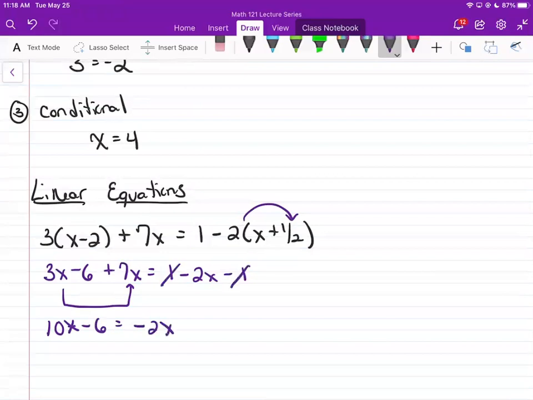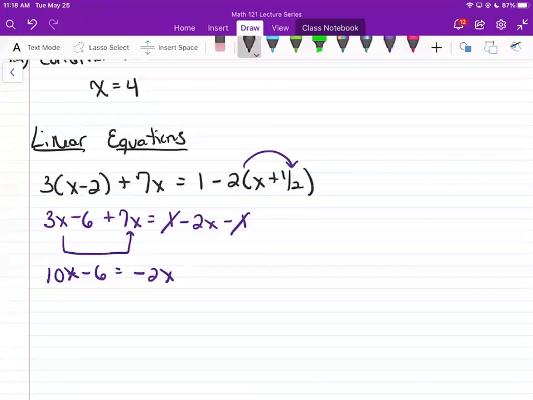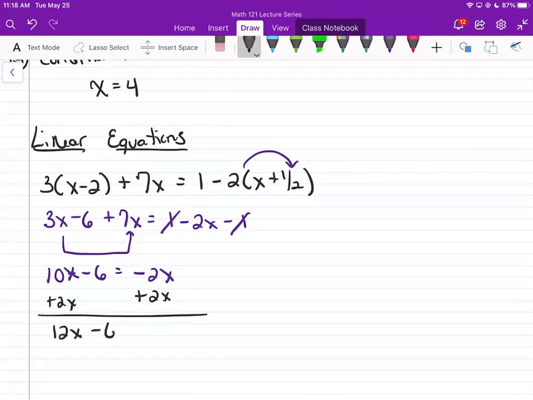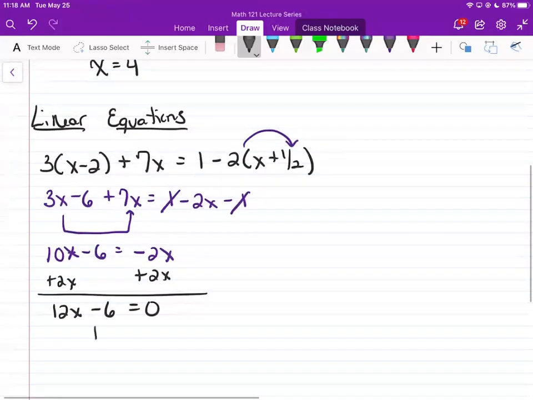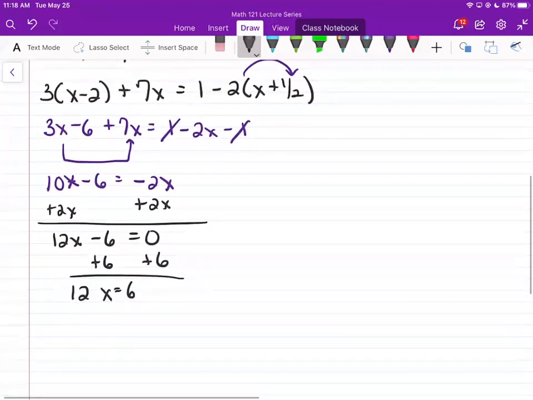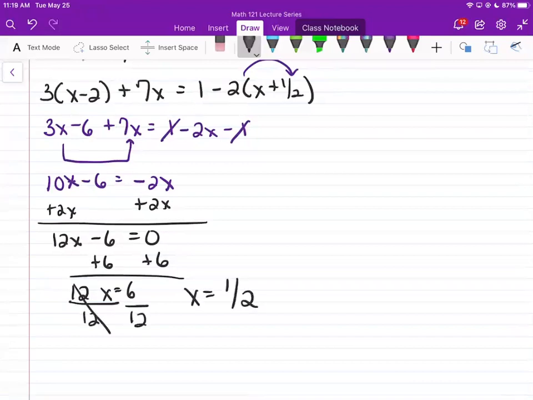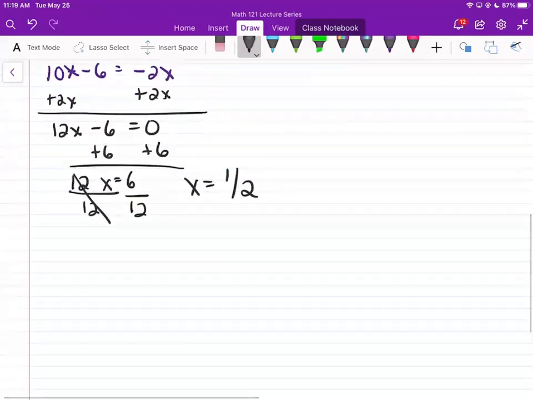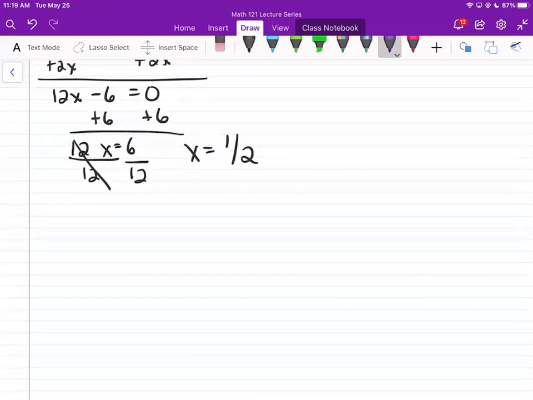And now I want to get all of my variables on the same side. I typically like my variables on the left side, so I will add the 2x to both sides, and I end up with 12x minus 6 equals 0. I will then add 6 to both sides, giving me 12x equals 6. And then to isolate the variable, last but not least, I divide by 12 and I get x equals 1/2. Remember, then you can always take that value and plug it back into the equation in order to verify that it works.